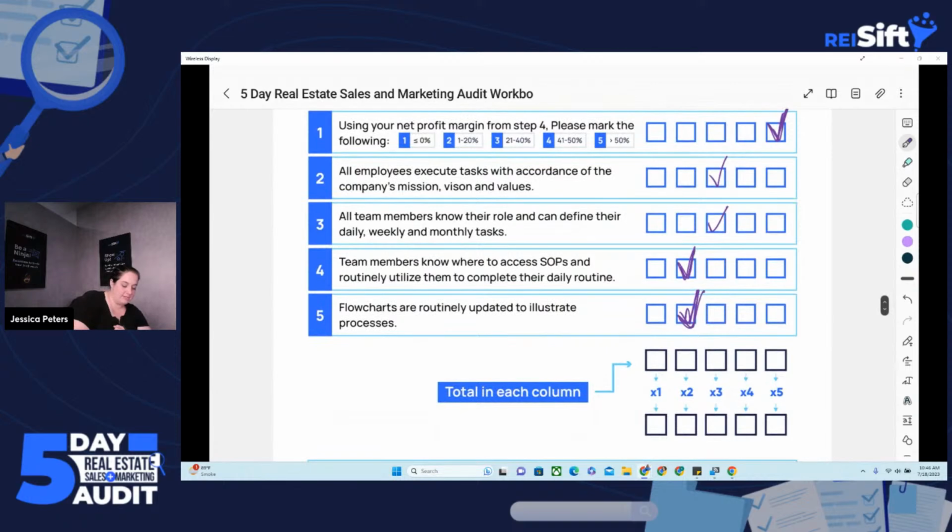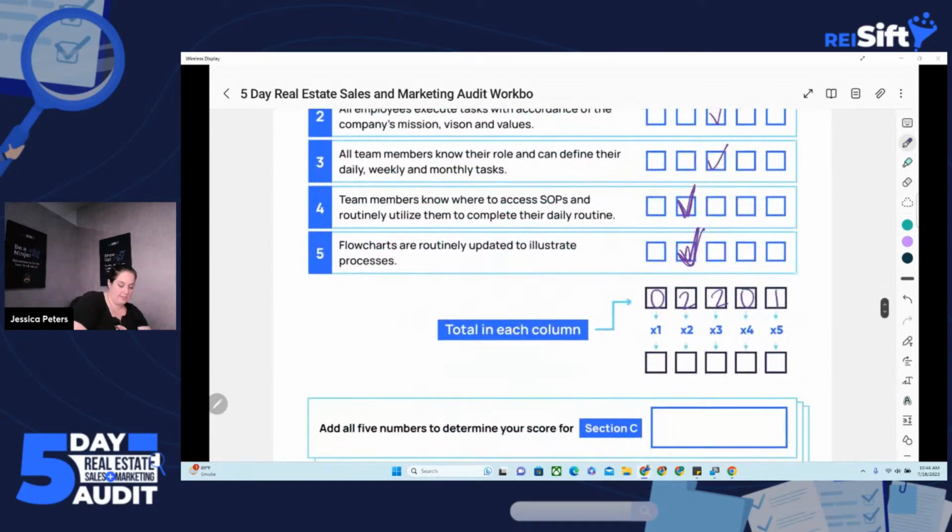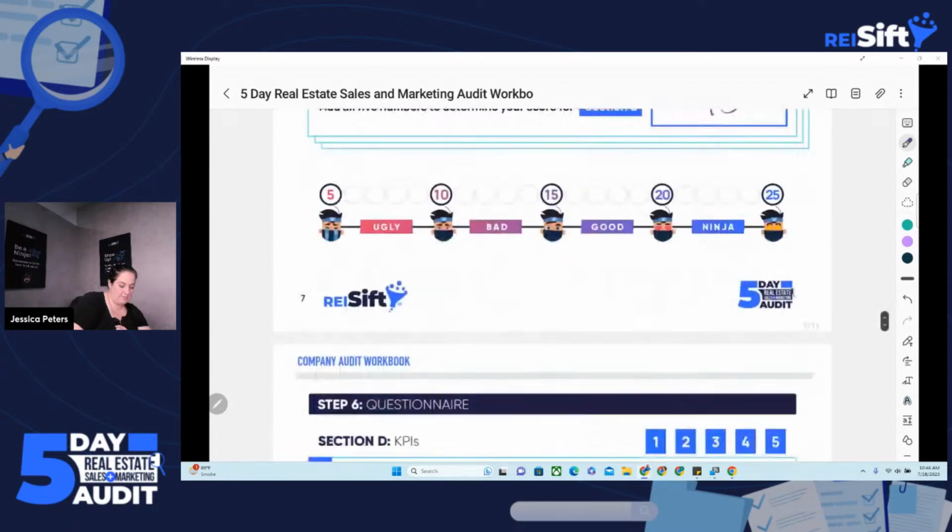All right, so I have 0 1s, 2 2s, 2 3s, 0 4s, 1 5. So 0, 4, 6, 0, 5. So we're at a 15 on operations.